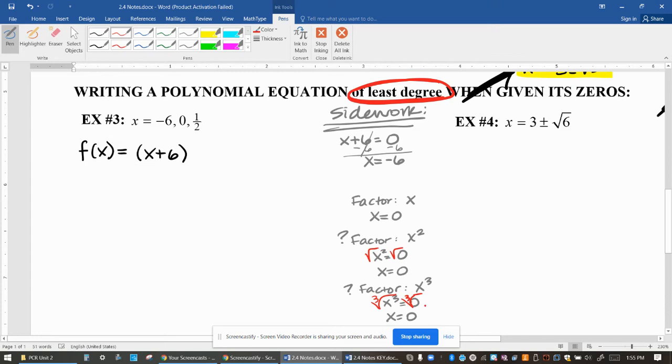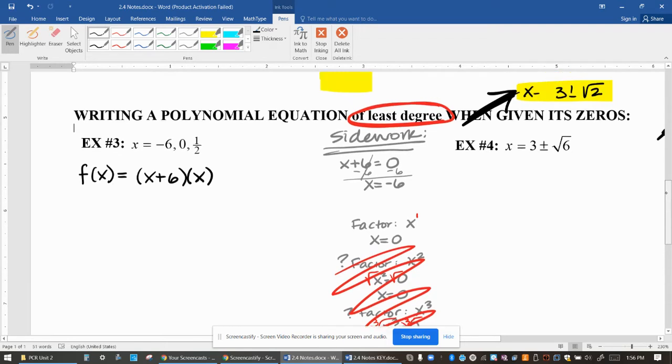So are there other ways for me to get a solution of 0? Yeah, I can have x squared equal to 0, x cubed. So all these other factors could work. But I want the one with the smallest degree. So I'm going to use just x, because if I set x equal to 0, I get x equals 0.